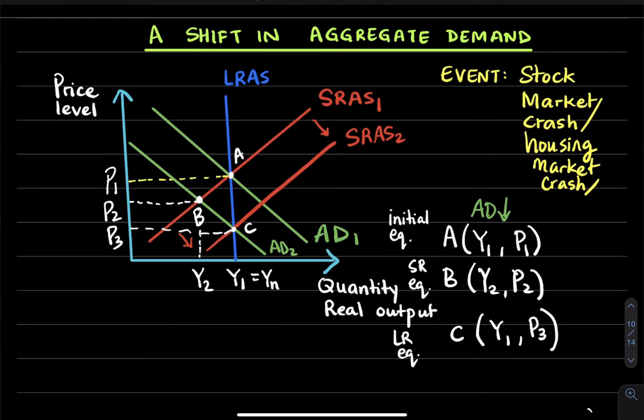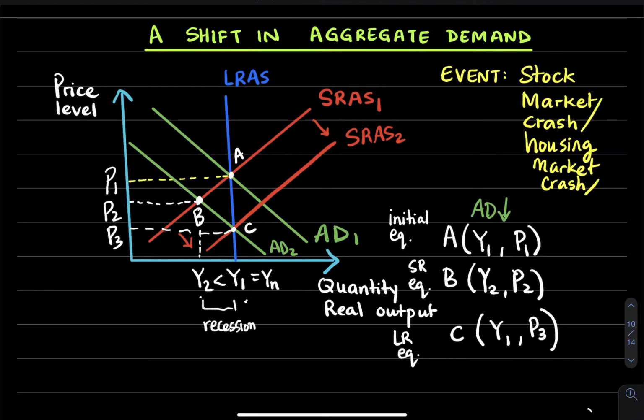A policymaker's response when we end up at a point like point B, where output is lower than its natural level, so we actually have a recession here. We are not producing, right? Y2 is less than Y1. We're not producing at our natural level, and so unemployment is higher than its natural rate. We are at point B.